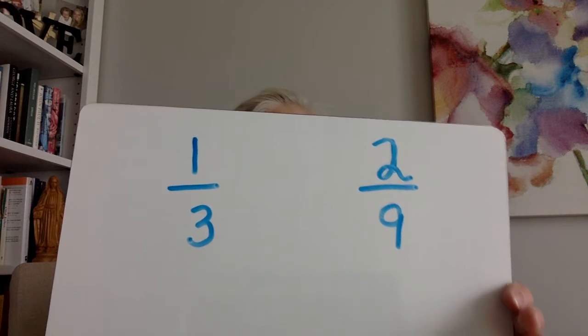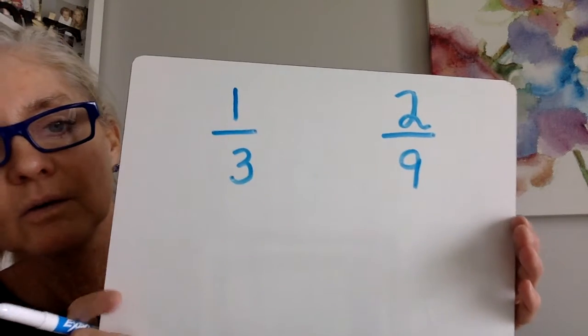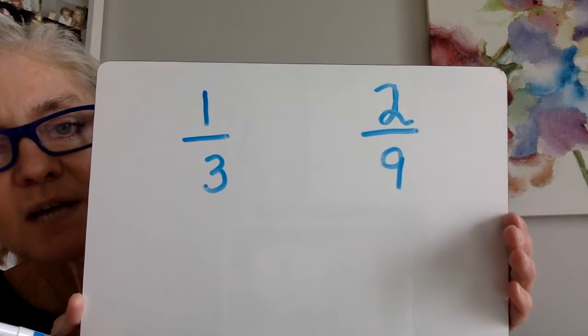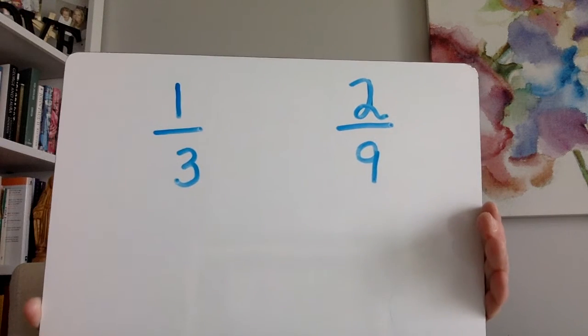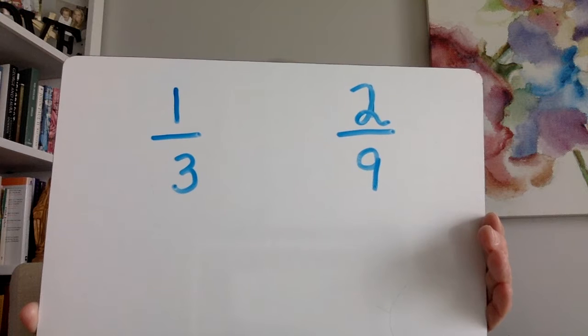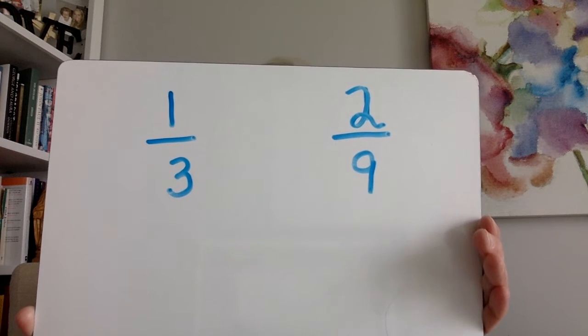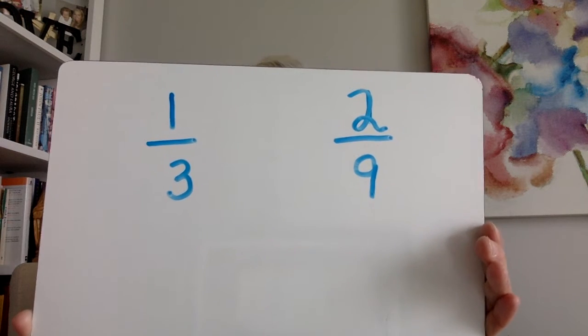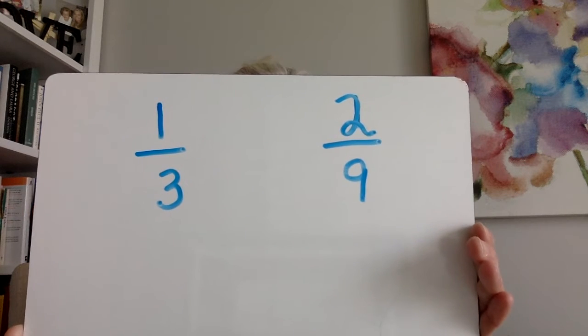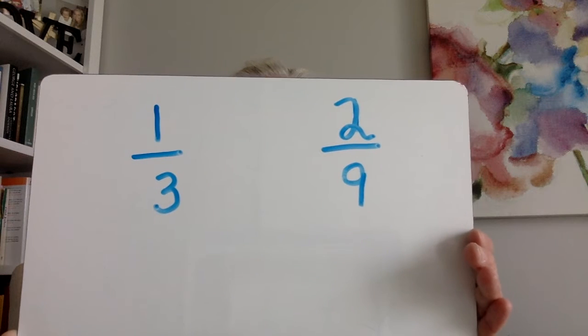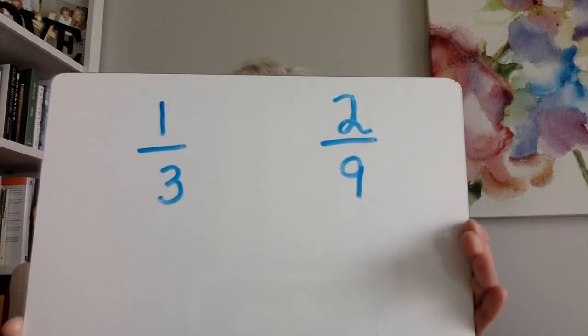So, step 1. What number will both of those times into if we're counting by? So let's count by 3s. 3, 6, 9, 12. Let's count by 9s. And as soon as we hear a match, we stop. 9. We're going to stop. And we heard a match already. We didn't even have to count by 9s. So 9 is going to be our new denominator.